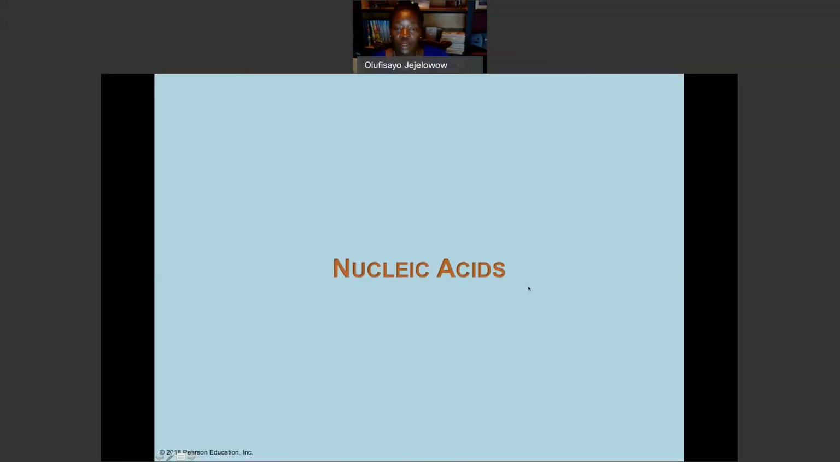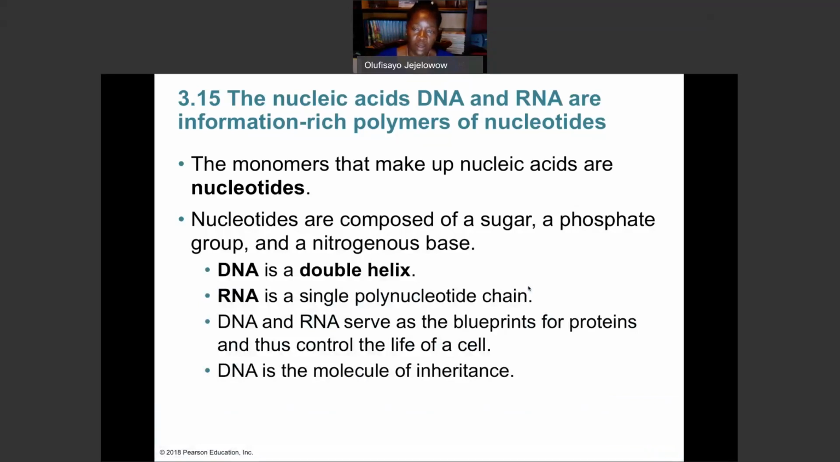So finally, we look at nucleic acids. Nucleic acids are called nucleic acids as they were first isolated from the nucleus of the cell. Examples of nucleic acids include DNA and RNA. These are information-rich polymers. The monomers for making the nucleic acid are called nucleotides.